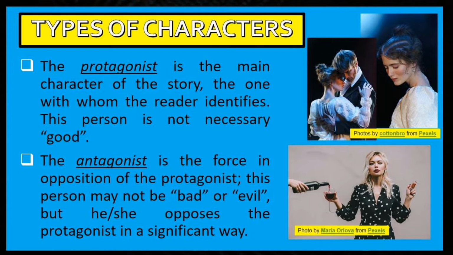When we say protagonist, it is the main character of the story, the one with whom the reader identifies. This person is not necessarily good. And when we say antagonist, it is the force in opposition to the protagonist. This person may not be bad or evil, but he or she opposes the protagonist in a significant way.